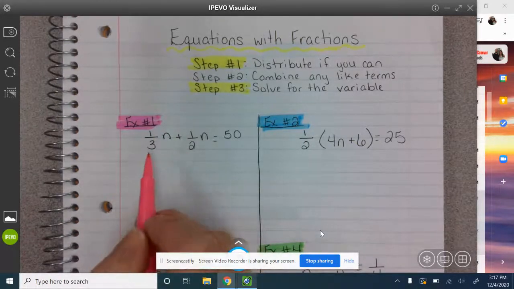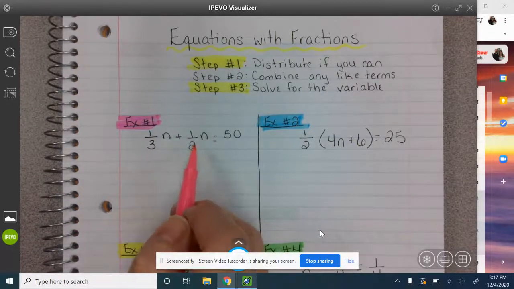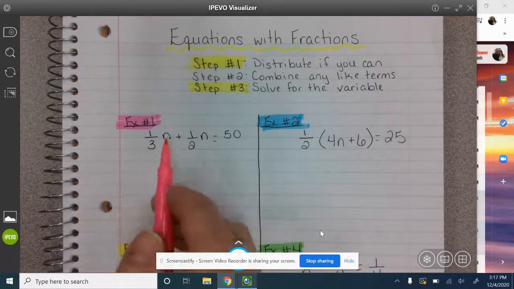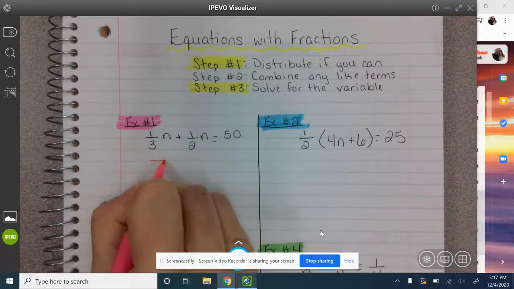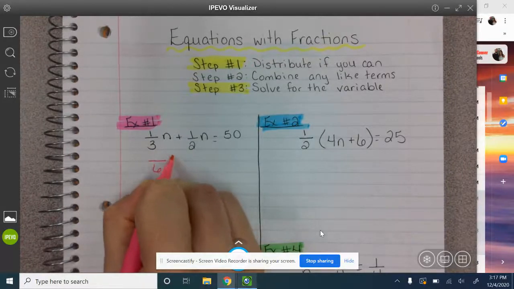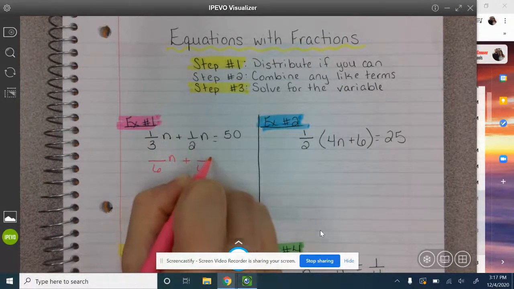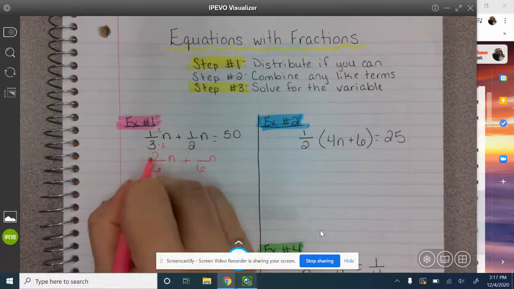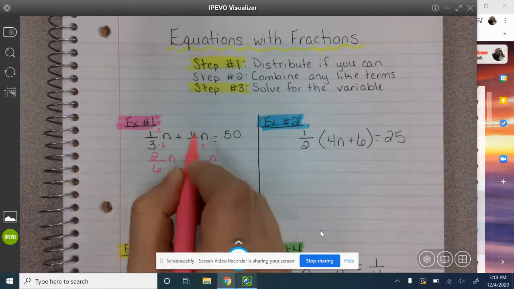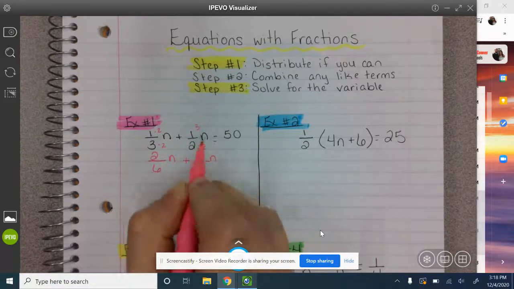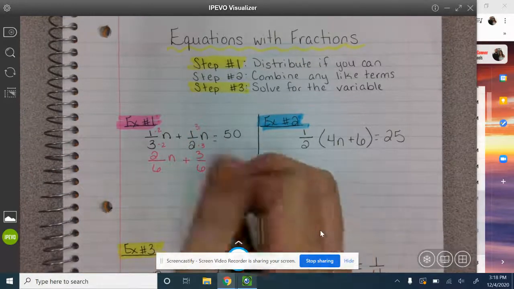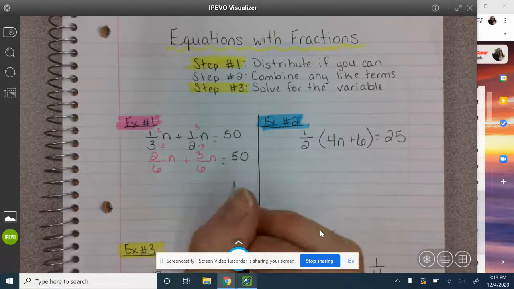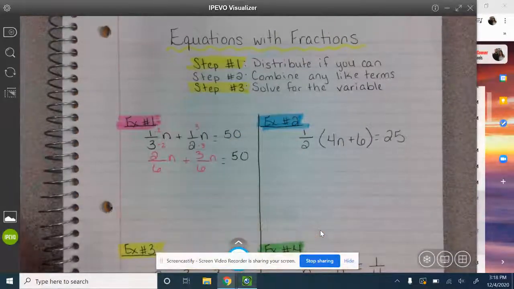So, 1/3 n plus 1/2 n. Before I can do anything with these two numbers, I need to make common denominators. For 3 and 2, we're going to use 6. 3 times 2 gives me 6. 1 times 2 is 2. 2 times 3 is 6, so 1 times 3 is 3. So 2/6 n plus 3/6 n equals 50.